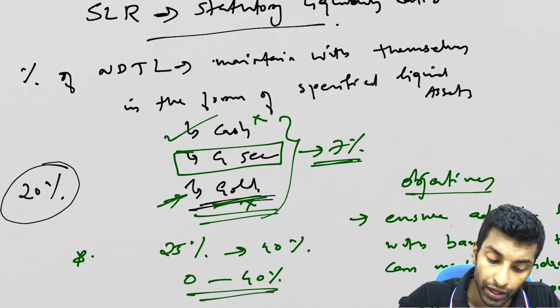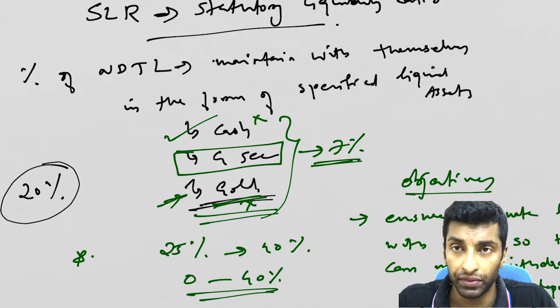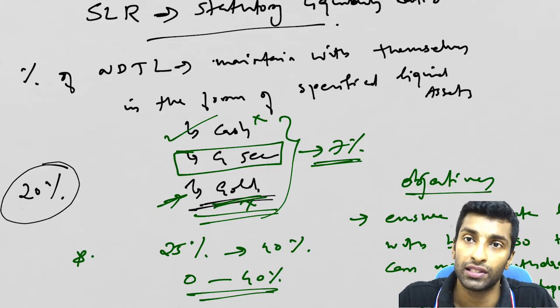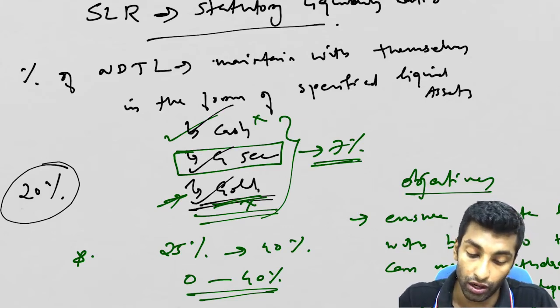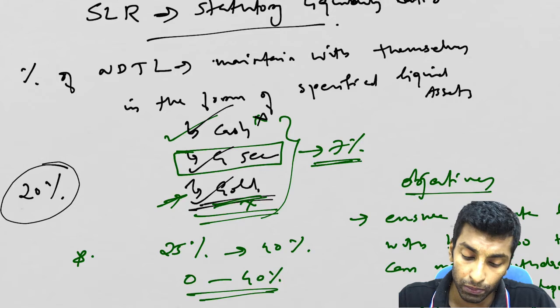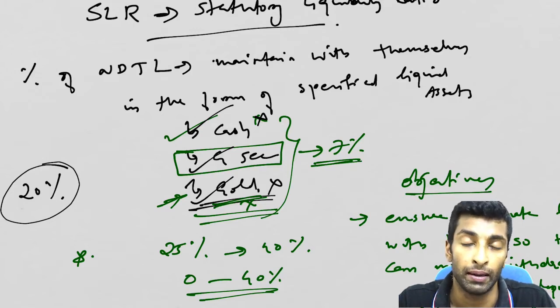SLR, statutory liquidity ratio. It is a percentage of net demand time liability of the bank that has to be kept with themselves in the most liquid form, like in gold, cash or government securities. And I told you they won't prefer cash because there is no return. They won't prefer gold, even though gold would give more return if it is calculated on the basis of market rate.